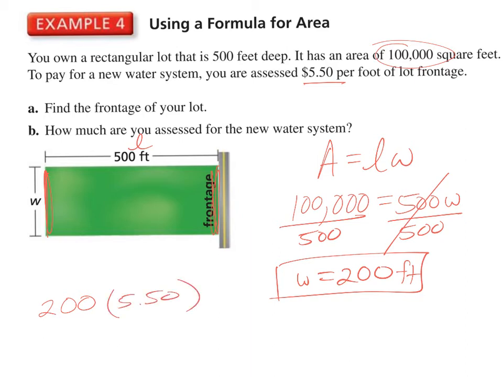All right, for every foot, I have to pay $5.50. So just multiply. And you get 1,100. In this case, dollars. All right, and that's part B. All right, that's all there is to it. On to the next example.